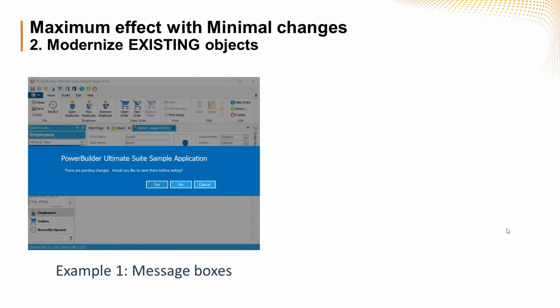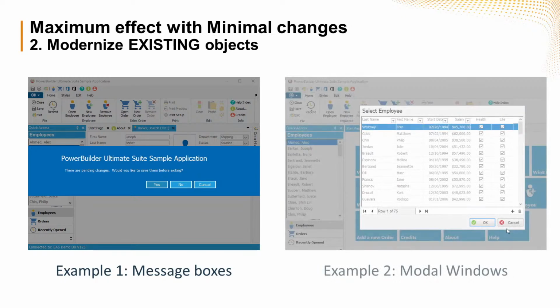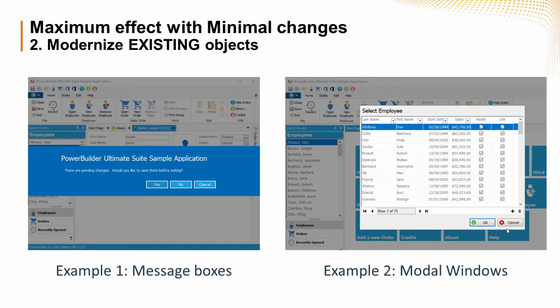Step two, we will see a couple of examples to modernize existing objects. And for that, we will use this control library called Ultimate Suite that I mentioned. Number one, we will see how to change the aspect of your message boxes to make them look like what you could find in a Windows 10 environment. And number two, we will change the aspect of your modal windows, again, to give them a more recent look.